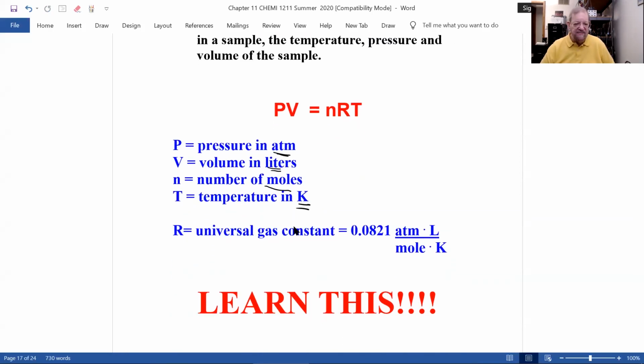And R, right here, R is called the universal gas law constant. And for this class, I use these units. R is 0.0821 atmospheres liters per mole Kelvin. And this is a calculated number, so this is 3 significant figures for R.